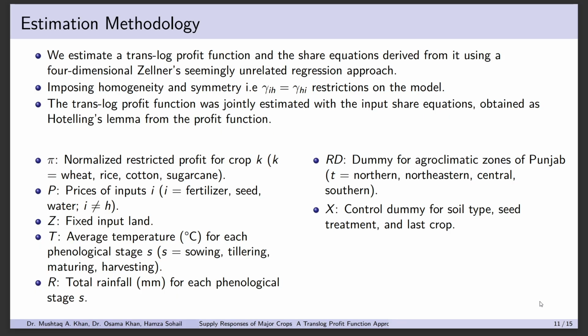So this is just a description of the estimation methodology. We impose homogeneity and symmetry restrictions as well. Just a brief description of the variables that were shown by the previous slide.